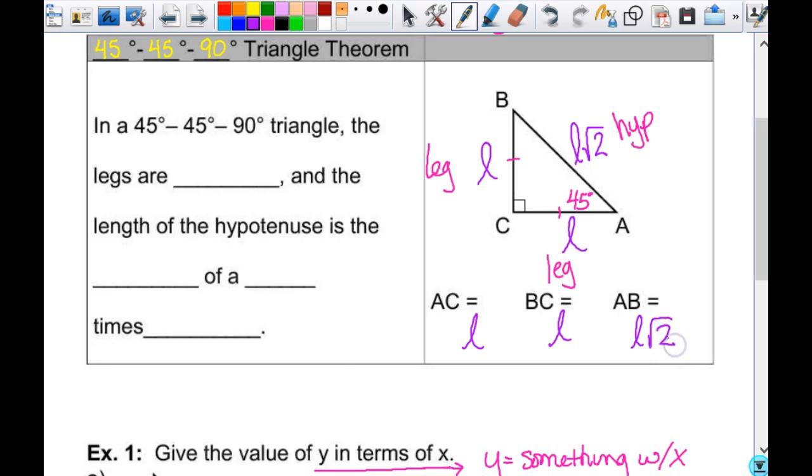Okay, so in a 45, 45, 90 triangle, the legs are congruent because it's an isosceles right triangle, and the length of the hypotenuse is the length of a leg times the square root of 2. Every time. Now, the numbers aren't always super pretty, but that's the pattern that works. Okay? We all good? Always going to be like that. Not for every triangle, but for a 45, 45, 90.